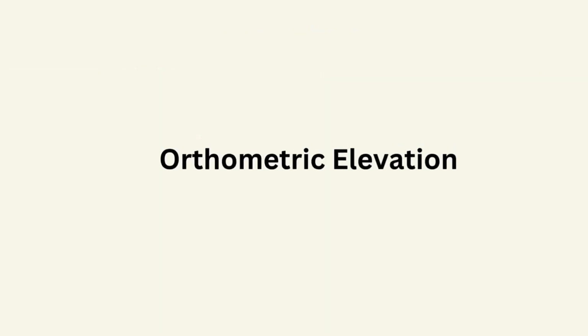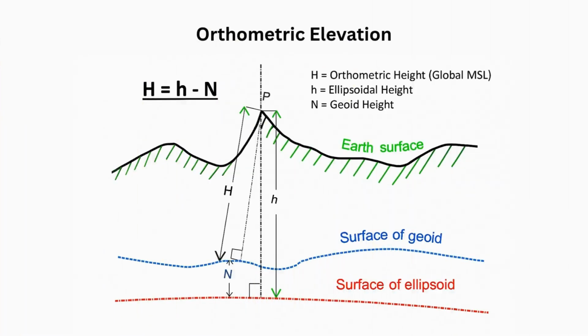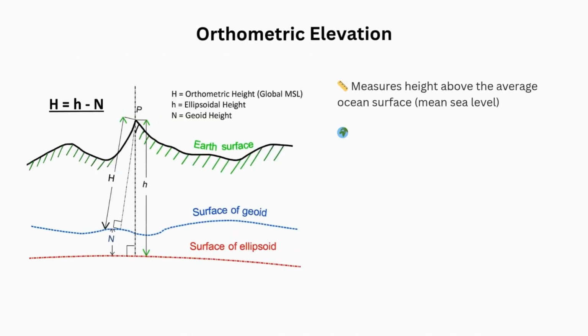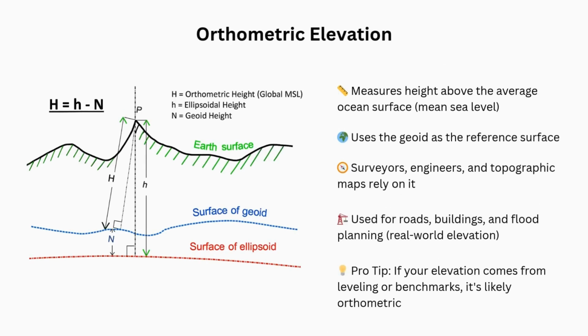Third is orthometric elevation. It is what we use in everyday life. It's the height above mean sea level. In simple terms, how high a point is above the average ocean surface. It uses the geoid as a reference. It's what surveyors, engineers, and topographic maps rely on. Think of this as the real-world elevation, used for building roads, homes, and flood planning. Here is a pro tip. If your elevation comes from a traditional benchmark or leveling, it's likely orthometric.